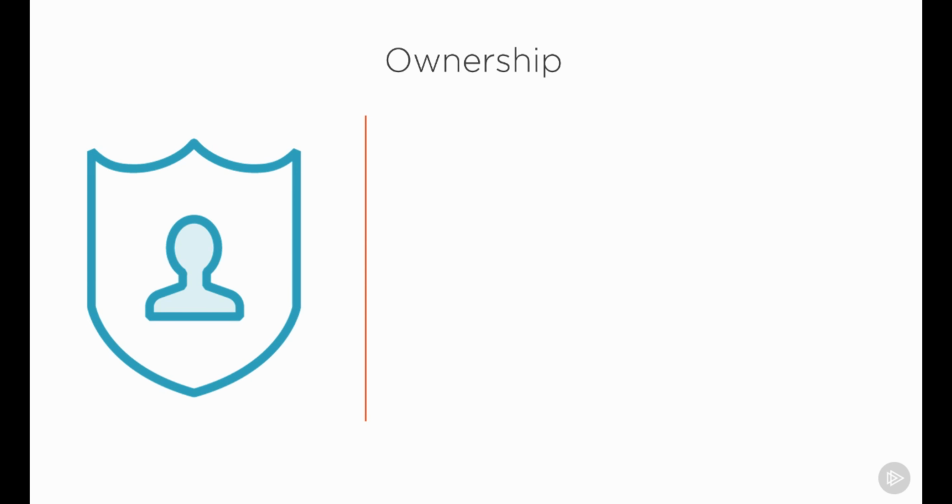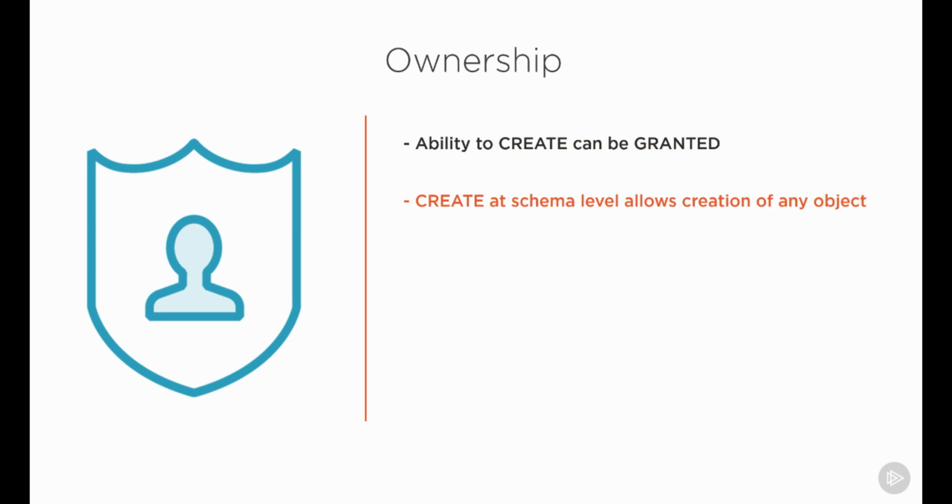Now, there is one area that's, even though kind of deep, I would like to briefly cover, and that's the concept of ownership within Redshift. A super user can grant a simple user the ability to create objects themselves, like tables or views. And if granted at the schema level, this then allows the user to create any new object within that schema. If granted at the database level, this allows the user to create a schema itself.